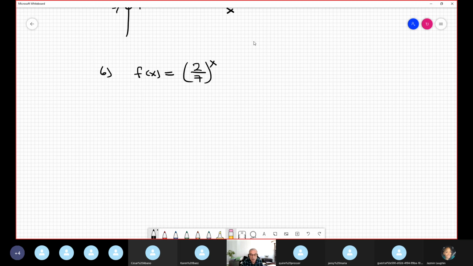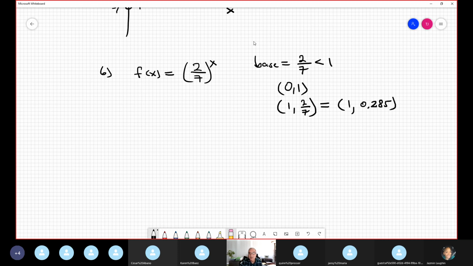Well, because the base is 2/7, and 2/7 I know is less than 1. Therefore, we plot the classical point 0,1 again. We plot the point 1, 2/7, and 2/7 in decimal, I put in my calculator, is 0.28. Actually this point is (1, 0.28) approximately, to 3 decimal places.